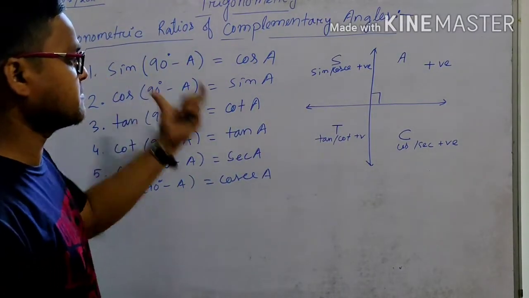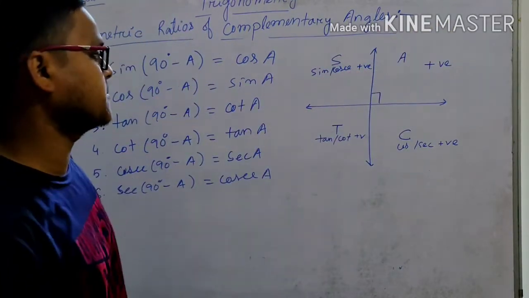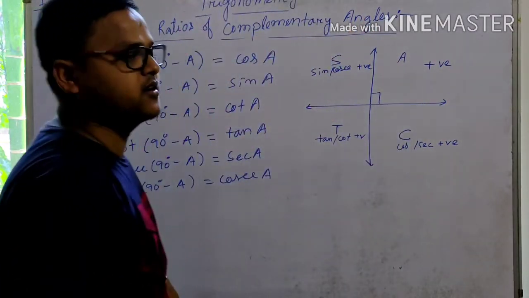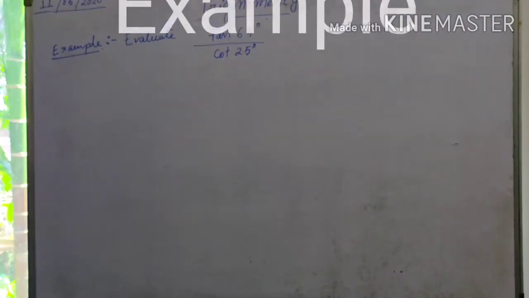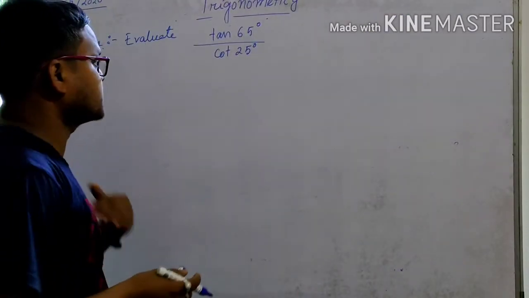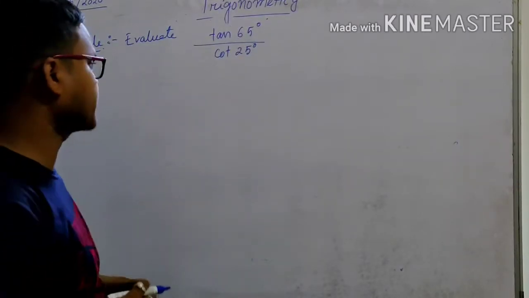Just remember this: all trigonometric ratios are positive if the angle is between 0 and 90 degrees. Now I take an example to make this complementary angle easy to understand.